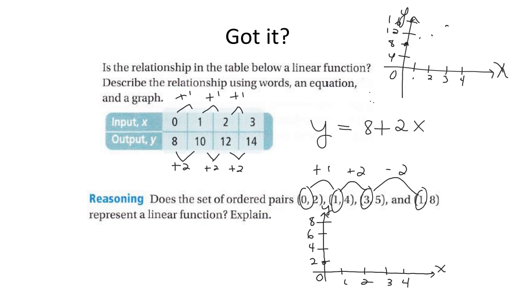So we have (0, 2), which is here. (1, 4), which is here. There's nothing for 2. (3, 5), which is here. And then (1, 8), which is there. So you can see that that very last point, and even (3, 5), doesn't line up with the first 2 points that we actually graphed. So I'm going to say this is not linear.